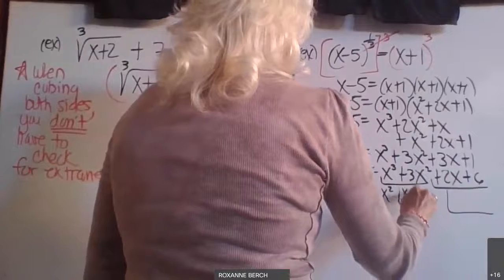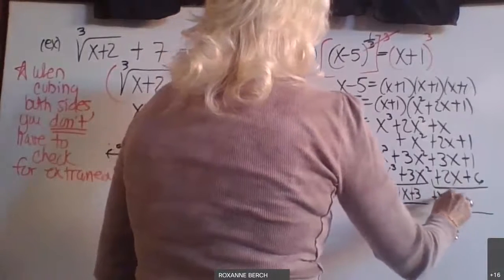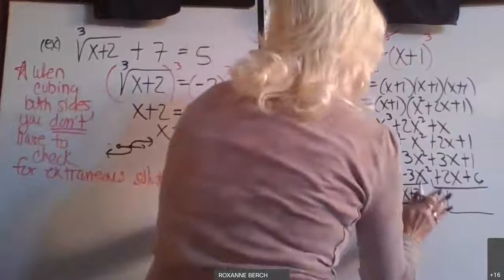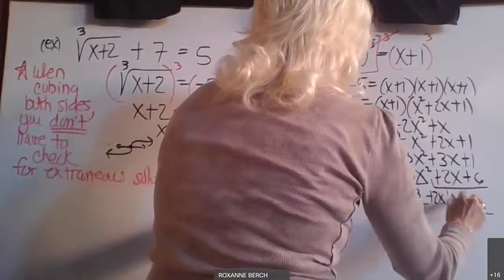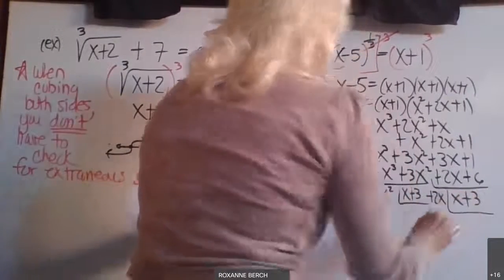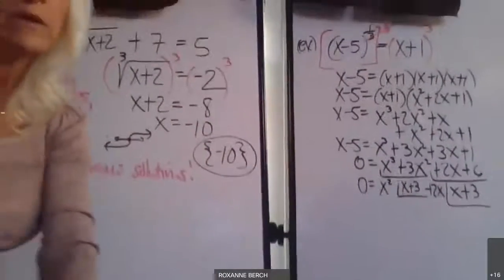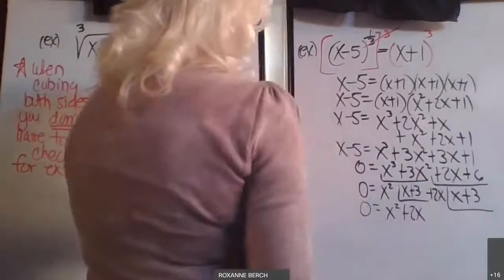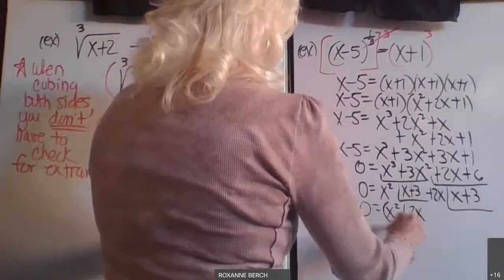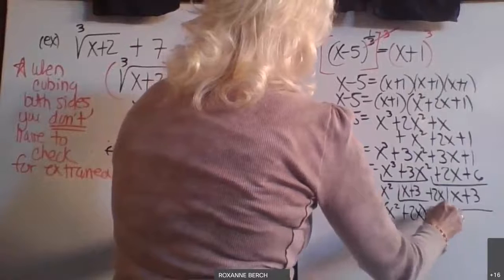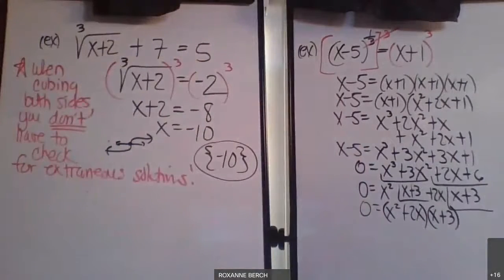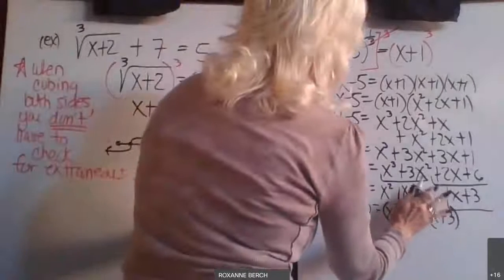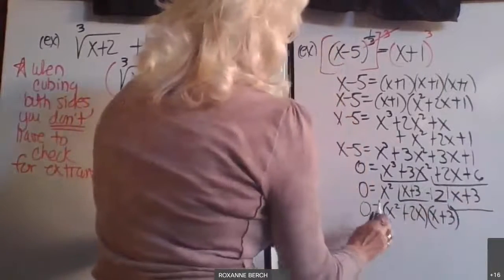So you take out an x squared, it'd be x plus 3. Take out a 2x. Would be x plus 3. And it did factor. So your product of factors would be x squared plus 2 times x plus 3. So something's wrong here. Should just be a 2, right? x squared plus 2.